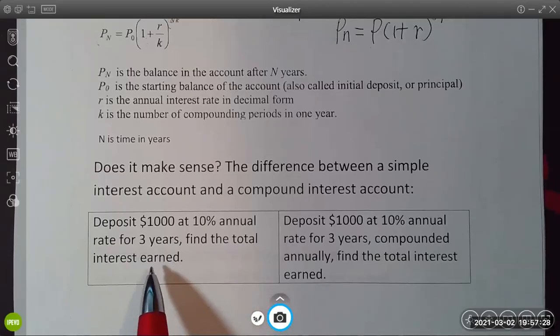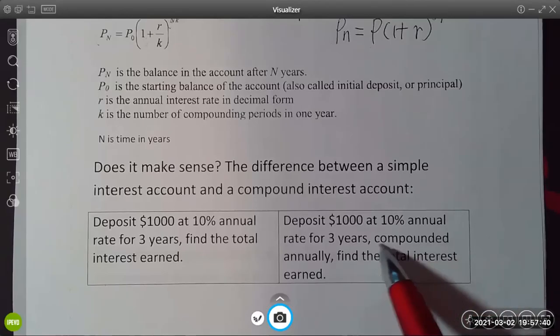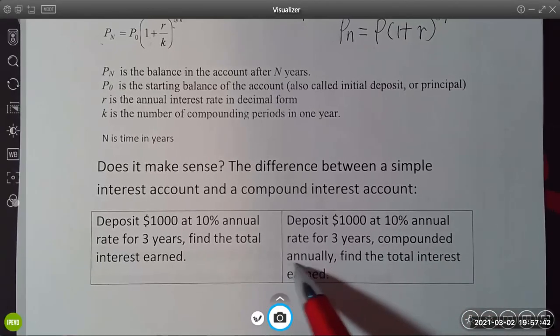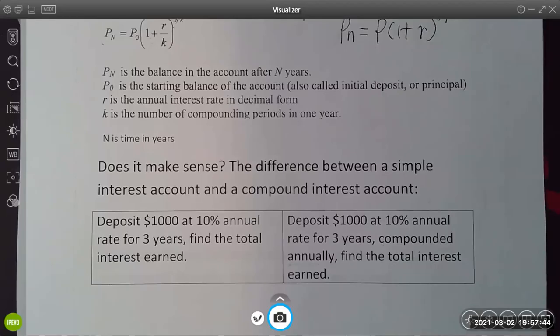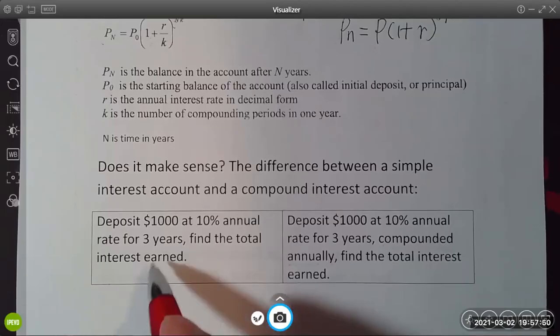Okay, the first example is that if we deposit $1,000 at a 10% annual interest rate for 3 years, we want to find out the total interest amount earned. So apparently, this is a simple interest account. How do we know that? For any compound interest account, they have to mention how often the account is compounded. If they don't mention that, you can assume you have a simple interest account like this one.